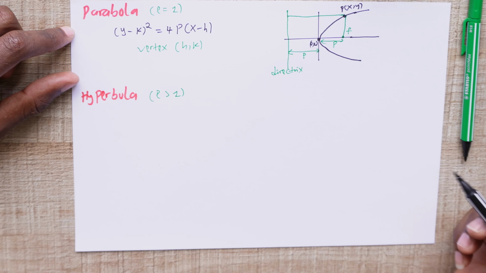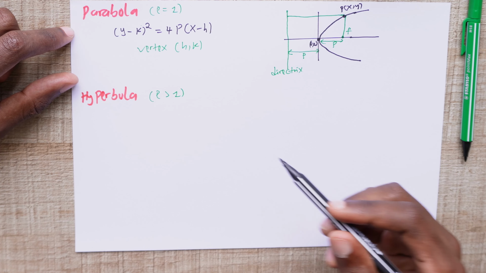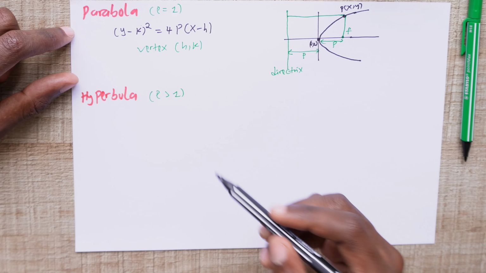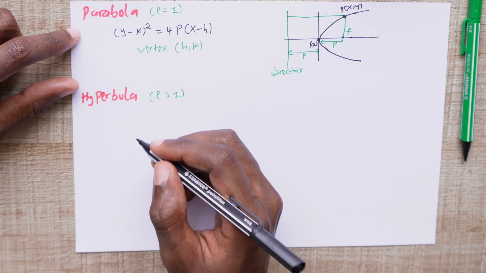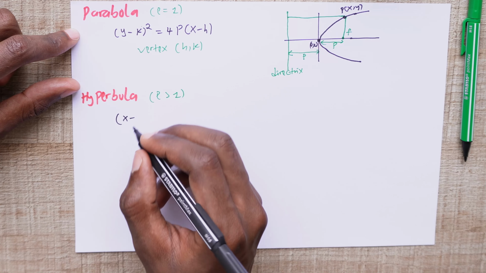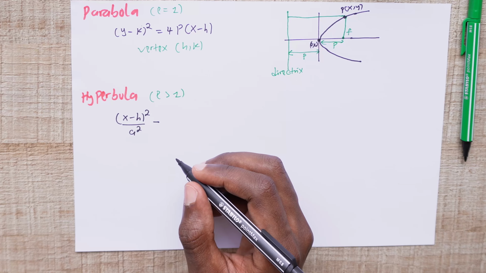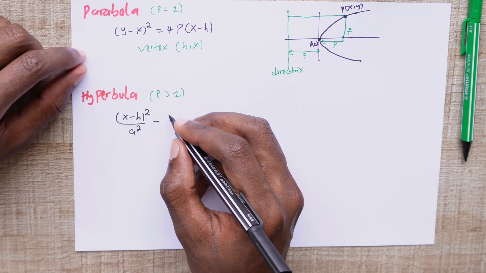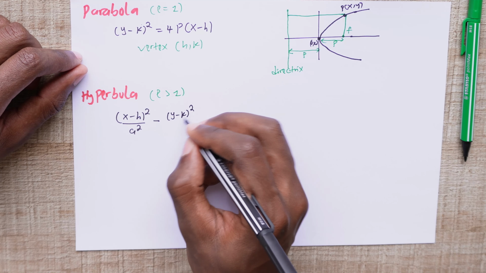So imagine this time around that you're having a set of points that move in the plane in such a way that the difference of the distance from the two foci is a constant. So represent that with this Cartesian equation, (x minus h) squared over a squared. In this case, we have a minus. If you remember, for the ellipse, you have a plus. So you're just going to put a minus here. So that's (y minus k) squared over b squared equals 1.